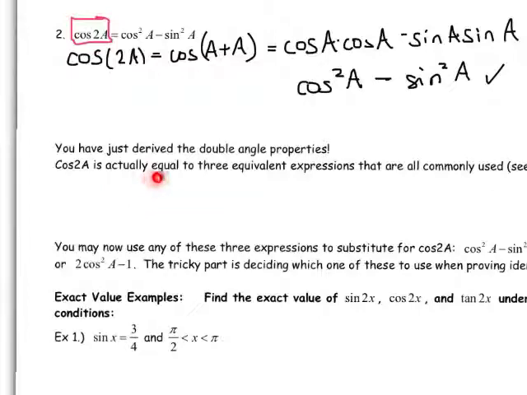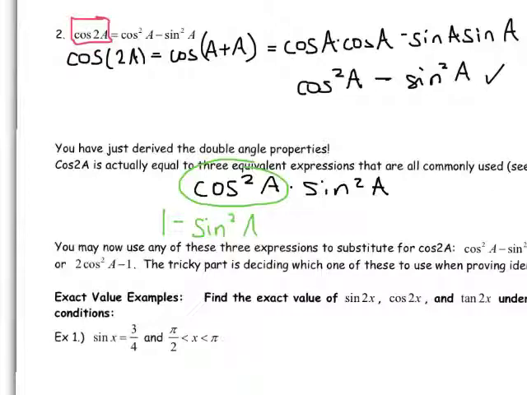Cosine of 2a is actually equivalent to 3 expressions that are all commonly used. I can show you this super quickly because it is an extremely easy and self-explanatory thing. Cosine squared a, we've said from day 1 of proofs, is the same thing as 1 minus sine squared a, and then you still have that minus sine squared a. So you could rewrite that as 1 minus 2 sine squared a. And you could do that same little quick thing to show that last property.